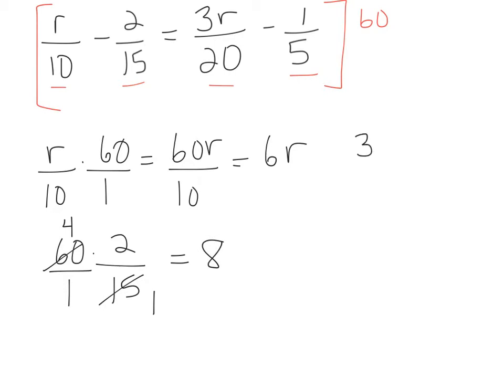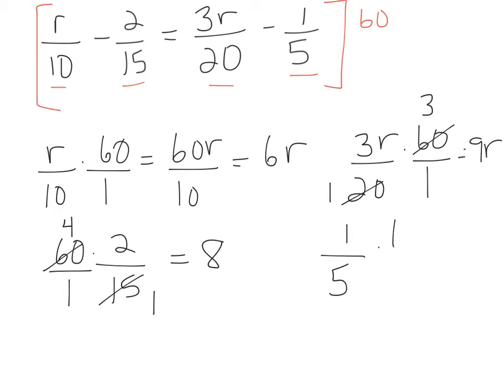We have 3r over 20 times 60 over 1. That can become a 1, and that can become a 3. So we've got 9r. And then we've got 1 over 5 times 60 over 1. And that can become a 1, and that can become a 12. So that's just simply 12.